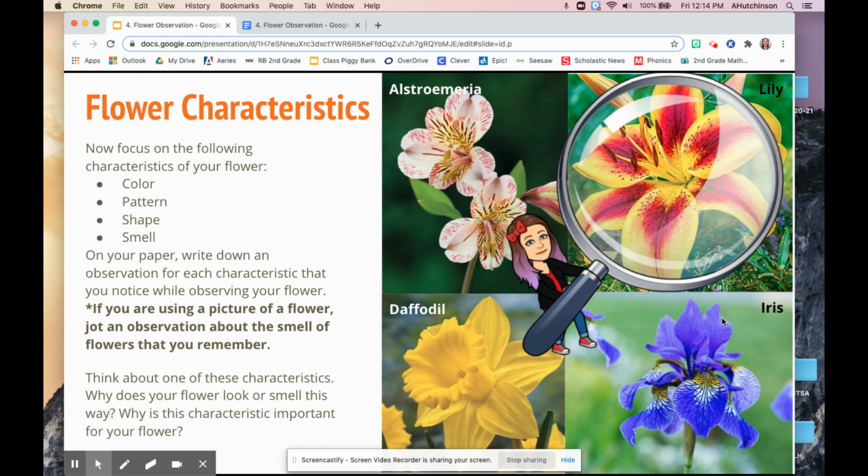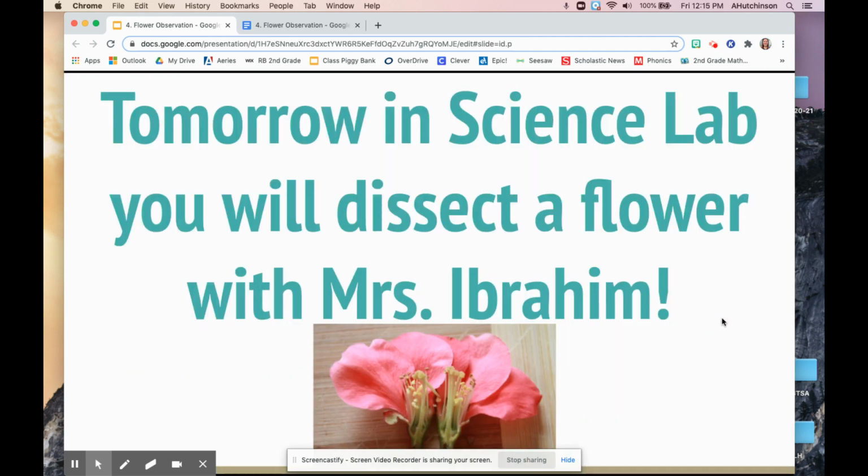All right, second grade scientists, excellent work today. Keep that flower nearby because tomorrow in science lab, you will dissect a flower with Mrs. Ibrahim. I'm not sure what kind of a flower she's going to have for you, but she'll have something for you to look inside your flower and learn even more about the different parts of a flower.